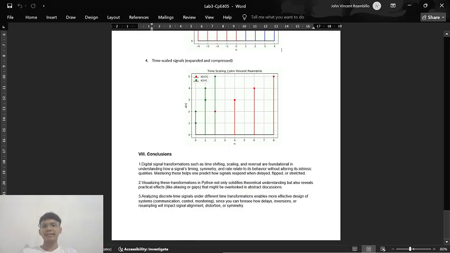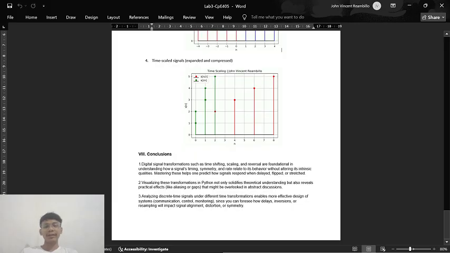Finally, I demonstrated time scaling, which involves compressing or expanding the signal in time. For expansion, I multiplied n by 2, which stretches the signal apart, making it appear slower in the time domain. For compression, I divided n by 2 using integer division, which brings the samples closer together, making it look faster. The resulting plots clearly show how scaling changes the spacing between data points but does not affect the signal's amplitude or shape.